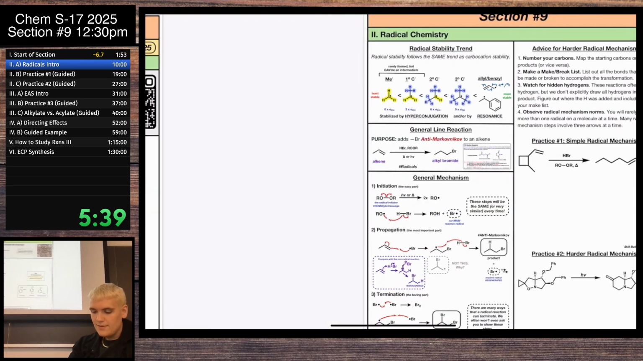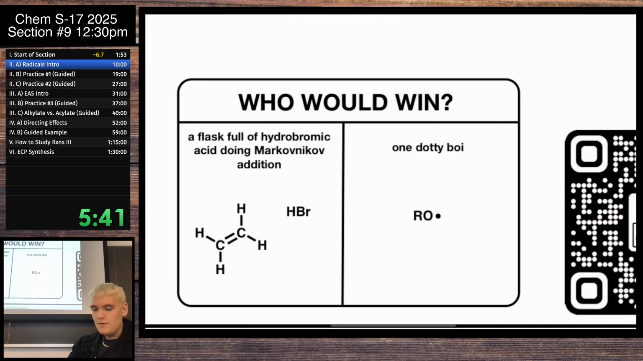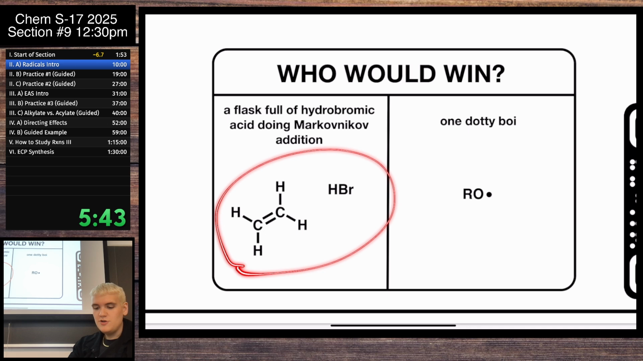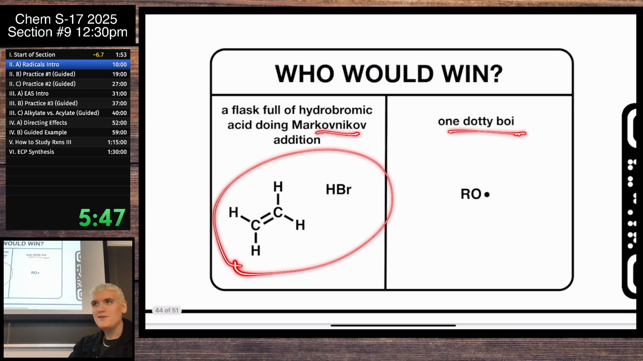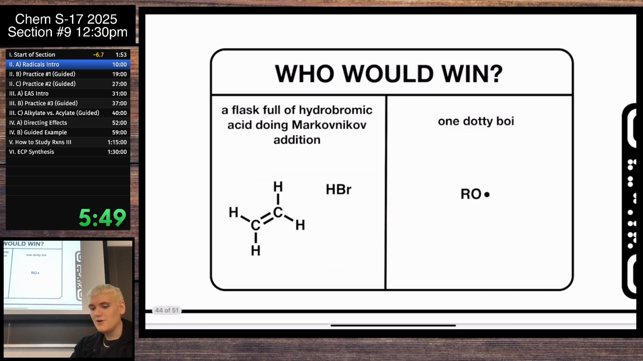So this is, who would win? A flask full of alkenes trying to do Markovnikov addition, or one dotty boy? And it's the one dotty boy. That's going to make everything anti-Markovnikov.